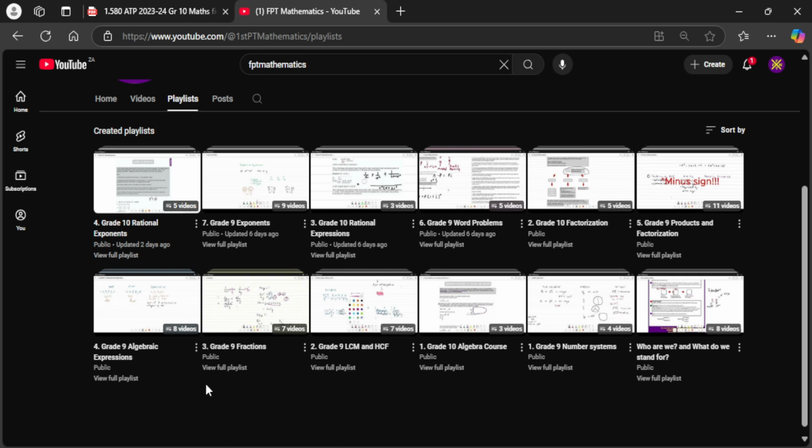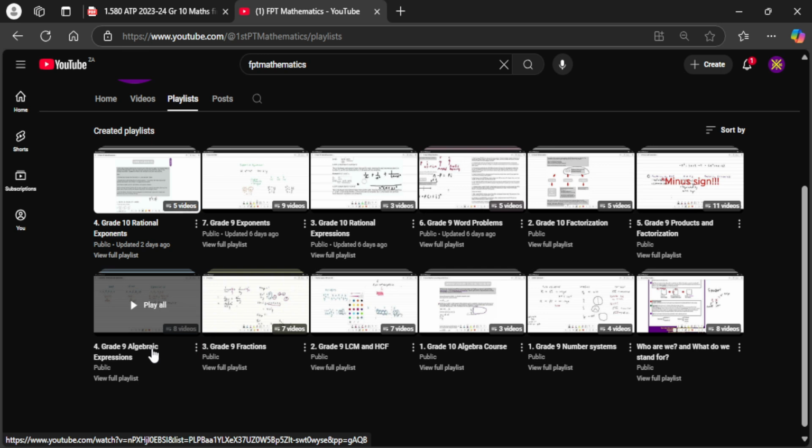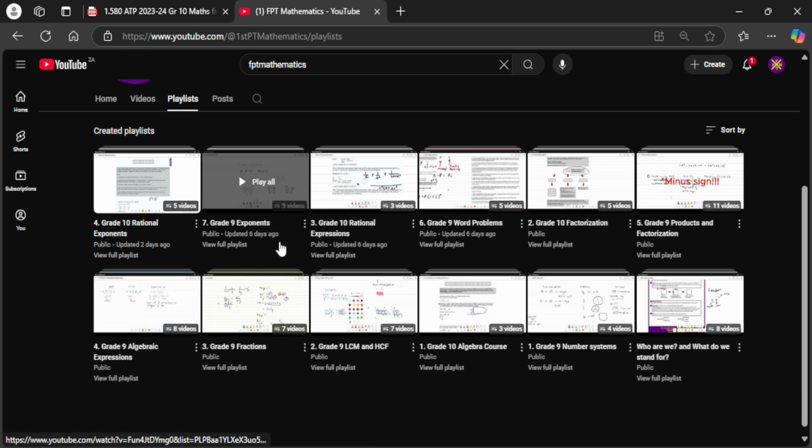Right, so here you can see it quite nicely. In the grade 9 expressions course, I talked about the three mathematical statements, which are expressions, equations, and inequalities. Then we moved on to products and factorization, rational expressions, and exponents. Right, so now we're going to talk about equations and inequalities.